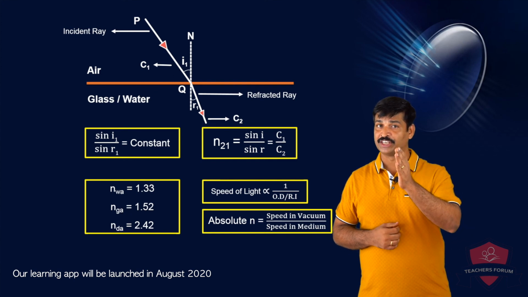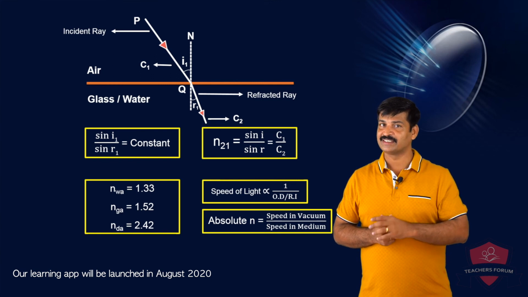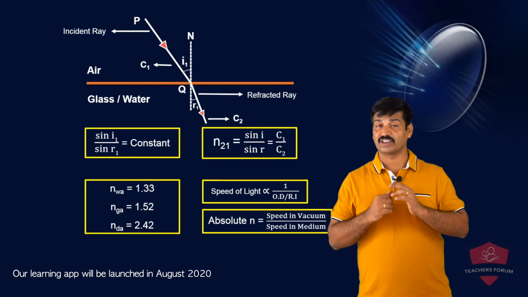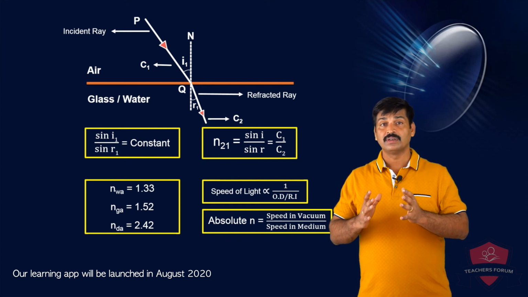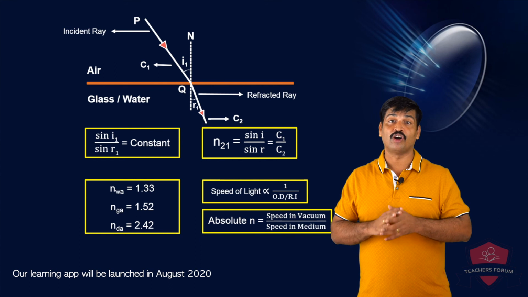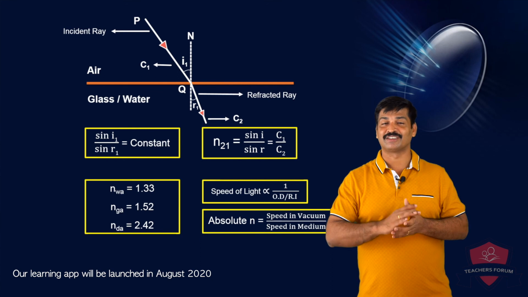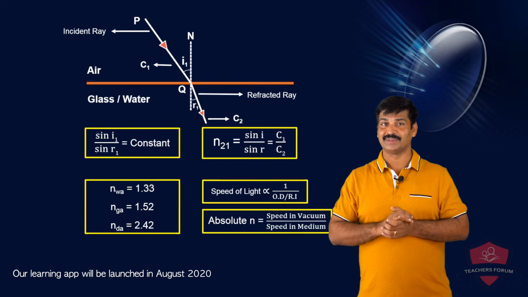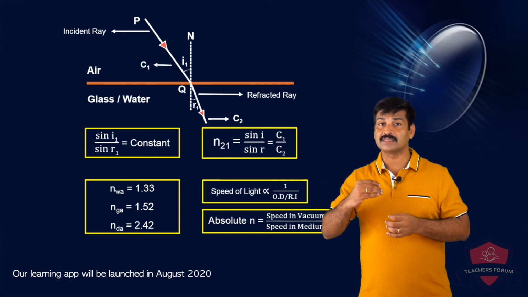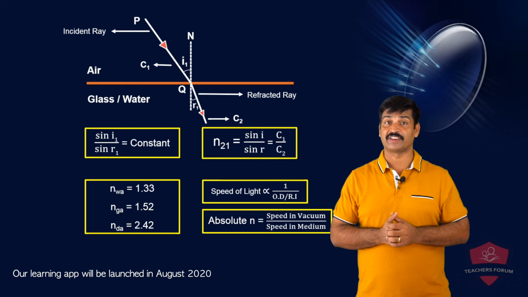The second law is very important. Sin i by sin r is a constant. That constant is known as refractive index, and this law is known as Snell's law. Sin i by sin r is a constant, that is Snell's law. Here we understood the relation between speed of light and refractive index, or speed of light and optical density. Then we understood what is absolute refractive index. If one medium is air or vacuum, the refractive index of the second medium is termed with respect to that of vacuum. This is called absolute refractive index.